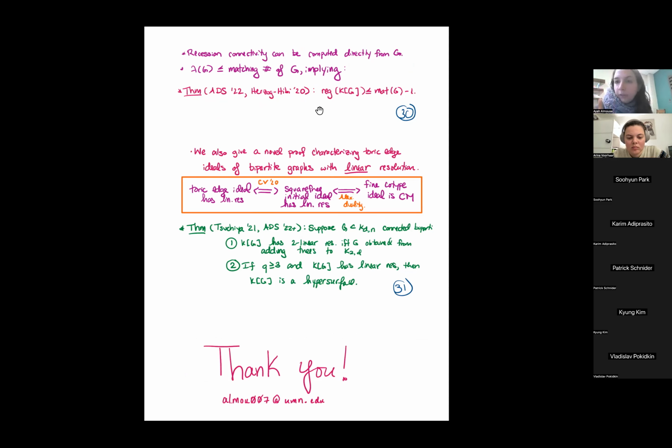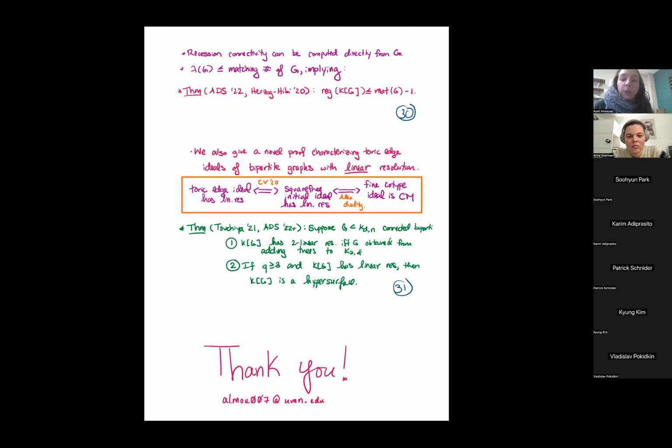And similarly, that story tells us about regularity, and we got other bounds too that are kind of annoying to state, so I didn't put them in this talk. But actually we recover and strengthen a lot of other bounds in the literature that give bounds on the regularity in terms of other invariants of the graph.